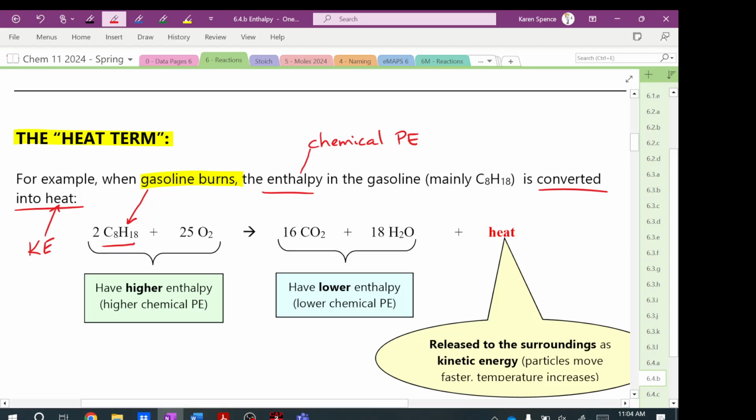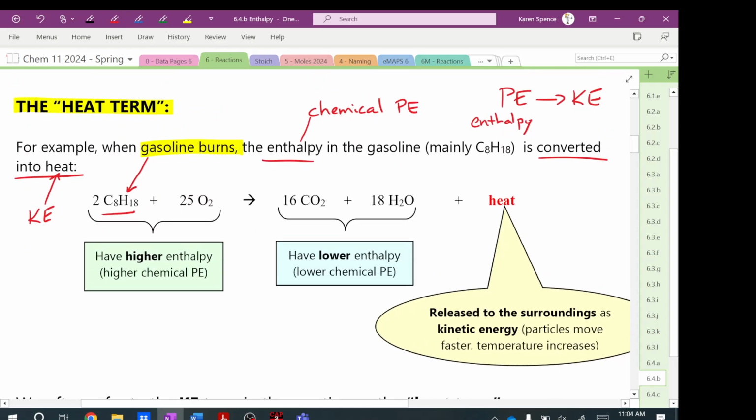So if we have potential energy being converted into kinetic energy, remember potential energy is also known as enthalpy. What happens to the amount of enthalpy? Does it get higher or lower? Lower. It gets lower. So the reactants have higher enthalpy, the products have lower enthalpy. And what happened to that potential energy? It was transformed into kinetic energy, heat.